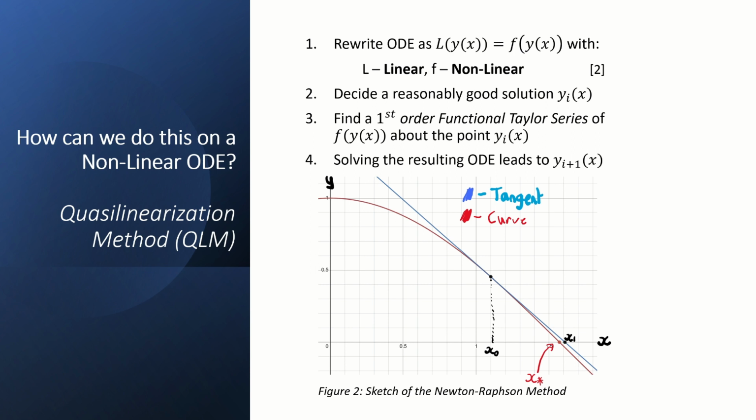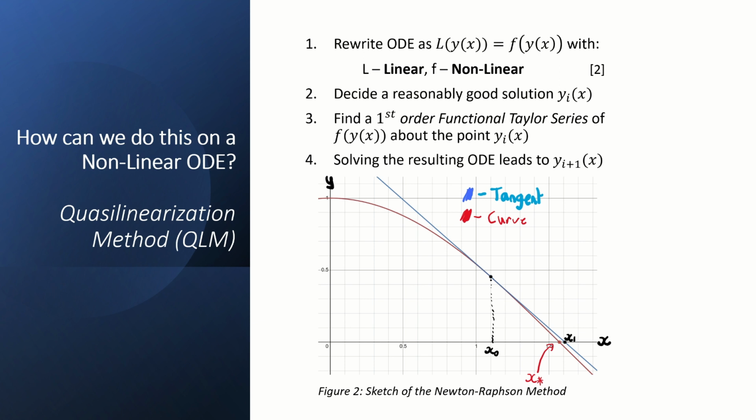So how can we avoid this? Well, we're going to look to linearize our ODE, and that brings us to the quasi-linearization method. So how do we do the QLM? Well, first we're going to rewrite our ODE as a linear and a nonlinear part. We're then going to decide a reasonably good solution, yi of x. We'll talk about how to do that later. After that, we're going to find a first order functional Taylor series of the nonlinear part about yi of x, and again we'll discuss how to find this later. Solving the resulting linear ODE should result in a better solution, and we're going to denote this by yi plus 1.